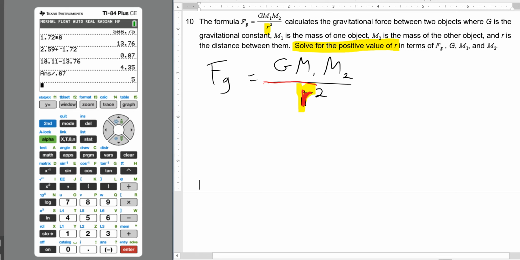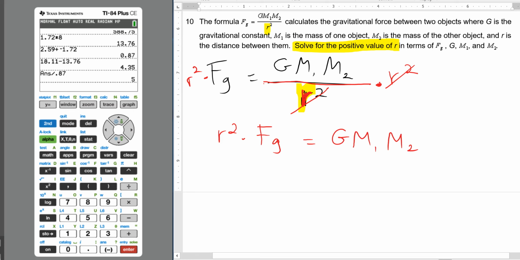However, because of this divided by r squared, it would just make things much easier if we just do times r squared to cancel this denominator, and then times r squared on the other side as well. So we have r squared times f sub g equal to the rest of this.